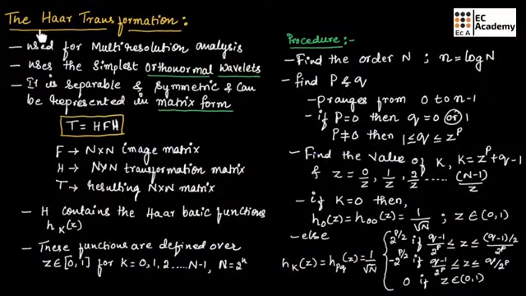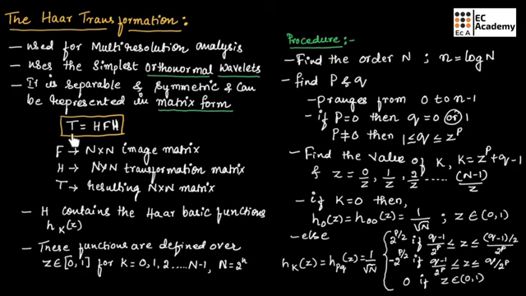In this lecture, let us understand Haar transformation. Haar transformation is used for multi-resolution analysis of a digital image. So it is another technique that is used for multi-resolution analysis of digital images. Haar transformation uses simplest orthonormal wavelets. It is separable and symmetric, and it can be represented in the form of a matrix.